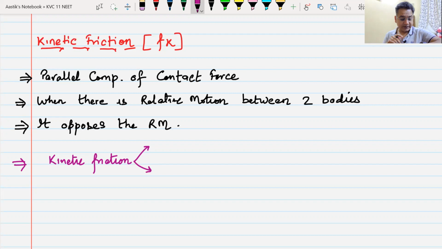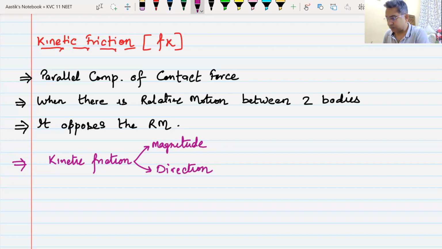What are the two things it must have? Kinetic friction is a force. Force is a vector. So what are the two things it must have? No idea? Okay. It must have magnitude. It must have direction. Any vector must have magnitude and any vector must have direction.